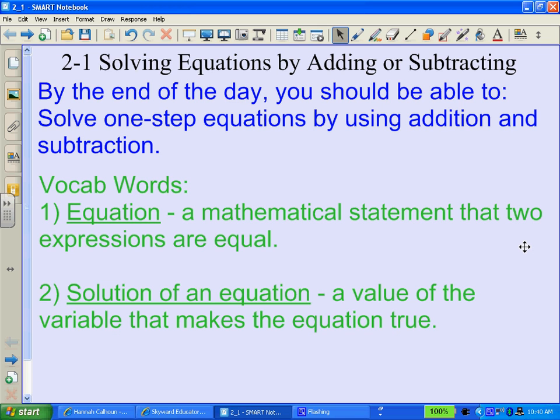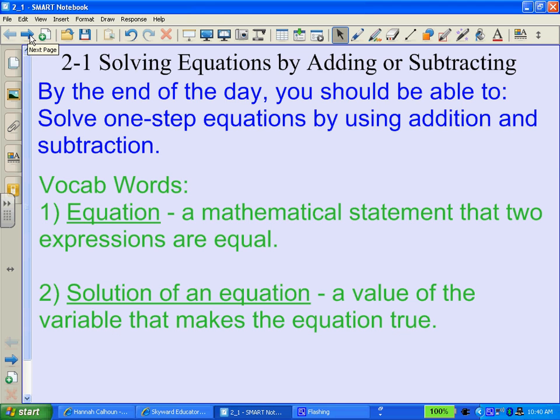So you have two vocab words today. First one is equation. So far we've been talking mostly about expressions. We haven't had a lot of equal signs in what we've been working with. An equation is a mathematical statement that two expressions are equal. And the second vocab word, solution of an equation, is a value of a variable that will make the equation true.